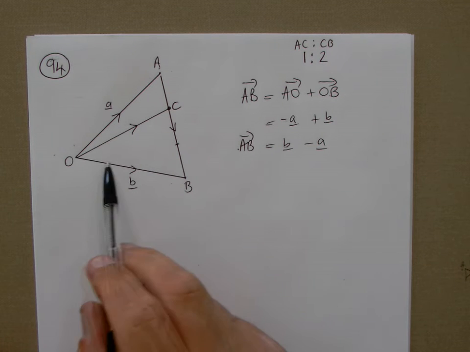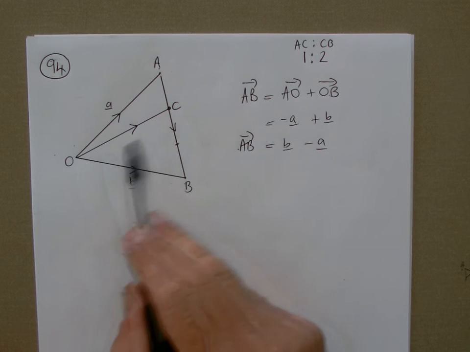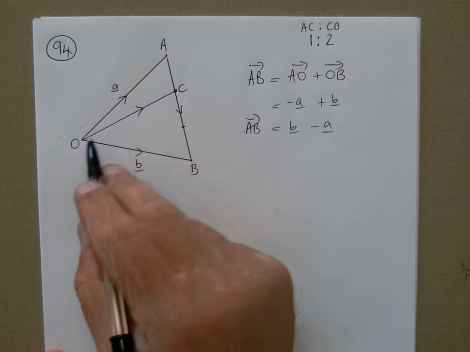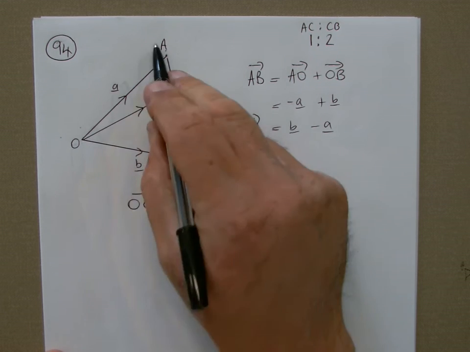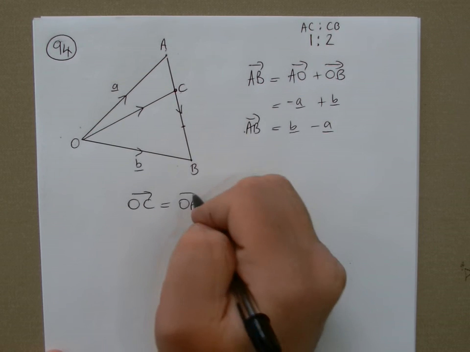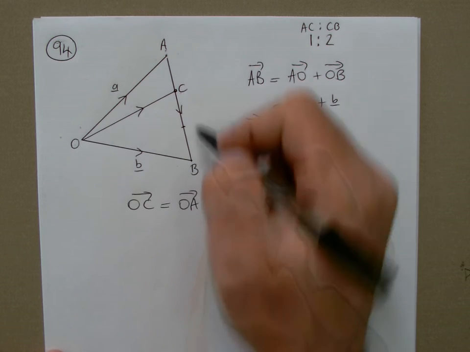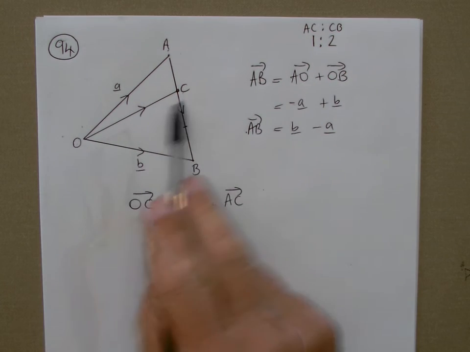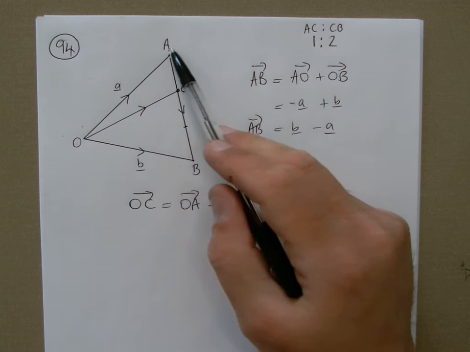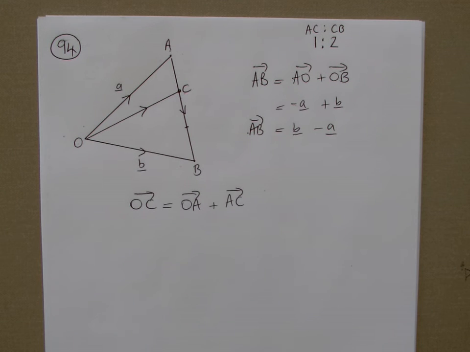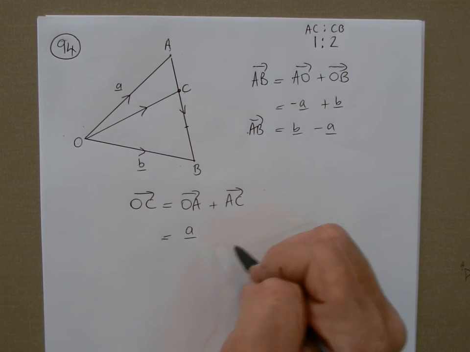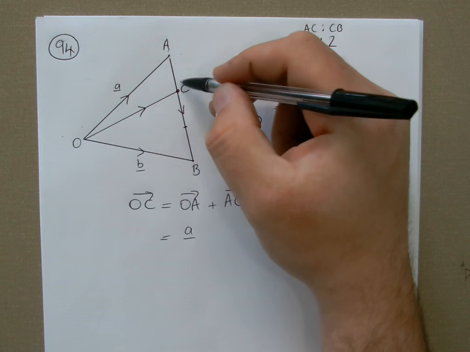So then, when it comes to finding O to C, the position vector of C, to get from O to C, we can think of going from O to A, plus then A to C. So we can think of doing it that way. To get from O to C, it's O to A plus A to C. Now, O to A, remember, is just little a, so that's easy. A to C, we don't know what it is.